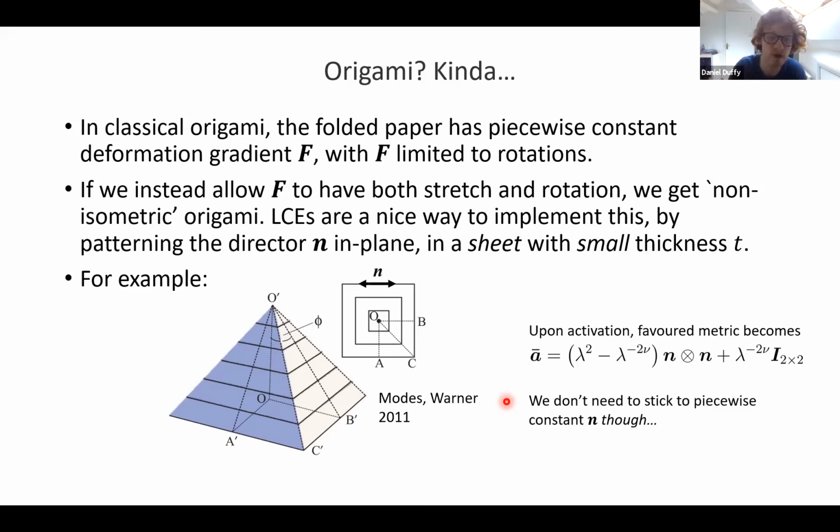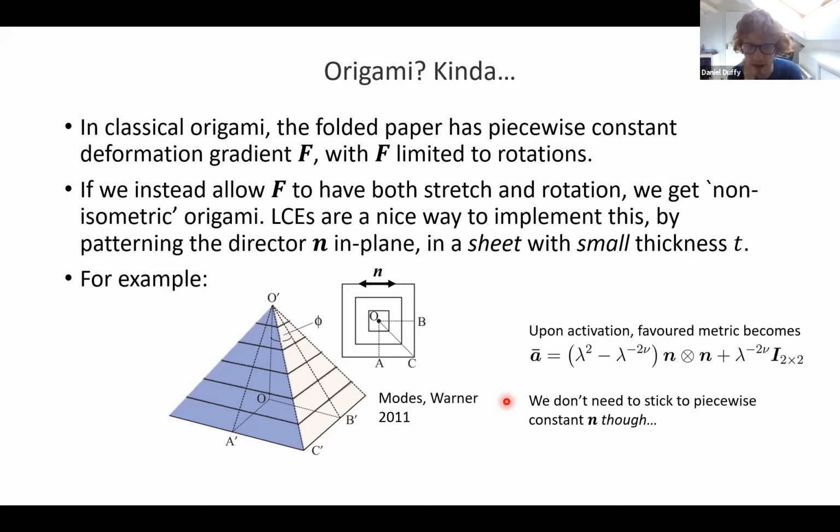So what you can do is, if you relax that rotation constraint a bit and allow F to have both stretch and rotation, then you get to something that some people call non-isometric origami, non-isometric in the sense that the result is no longer isometric to the plane. And LCEs are a really nice way to implement that.